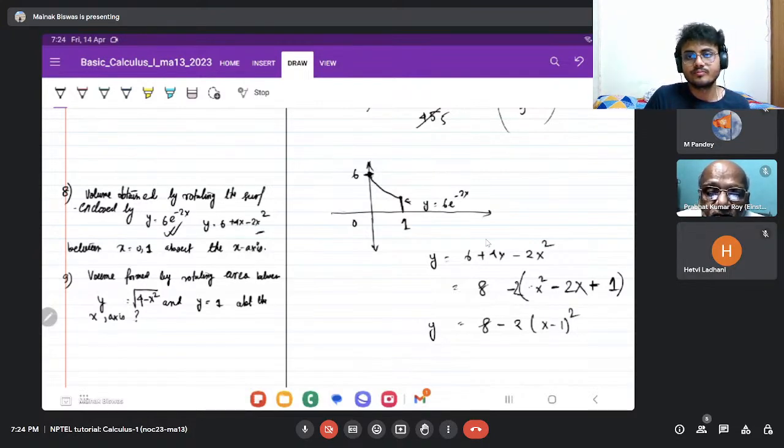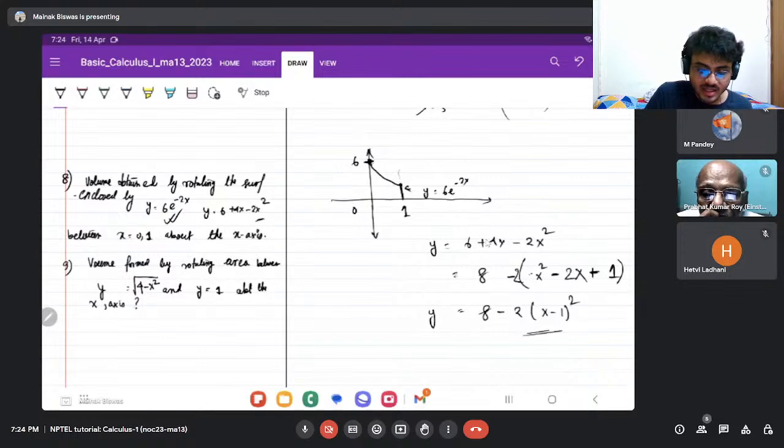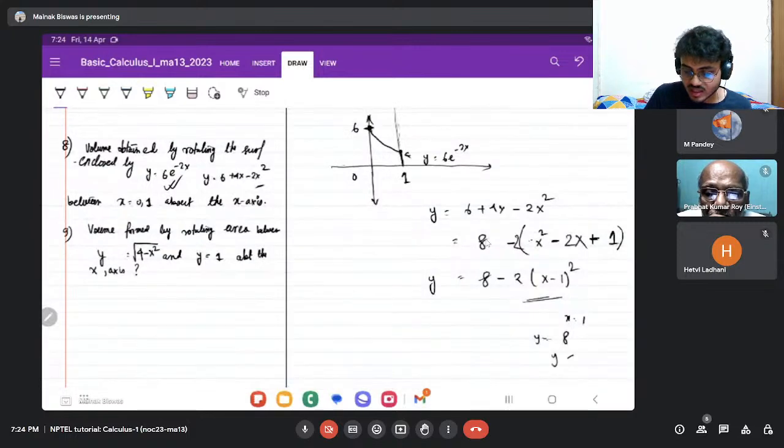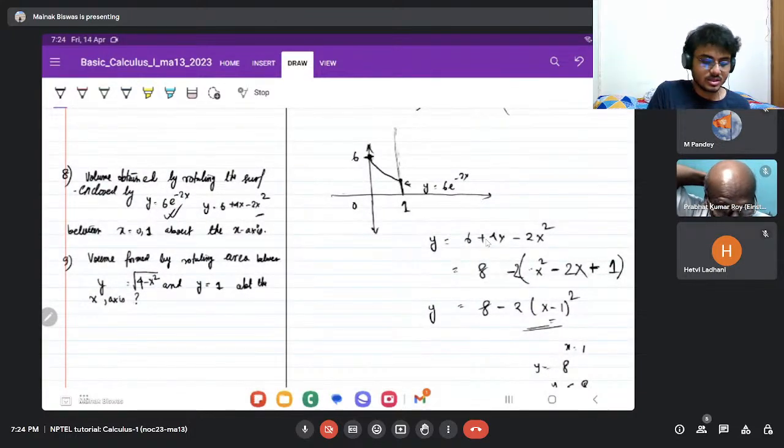6. And it's a parabola with x equal to 1 as its maxima. Do you agree? Because at x equal to 1, y is equal to 8, and y is always less than or equal to 8 because this term is positive, right? Something like this. This is what your graph will look like.